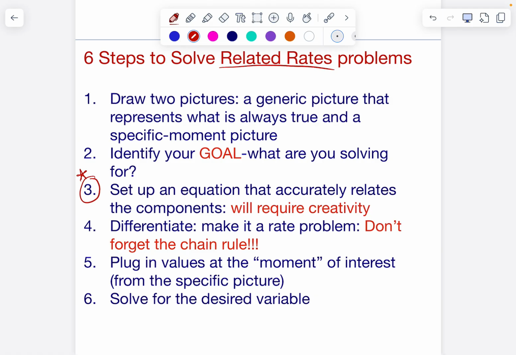Okay, steps 5 and 6 is where you take the information given from your specific picture, from the problem's prompt, and you start plugging it in to solve for the variable. So 6 steps. If you use this structure, it's going to help. Okay. I see some of you writing, which is good. Like I said, I'll post this.